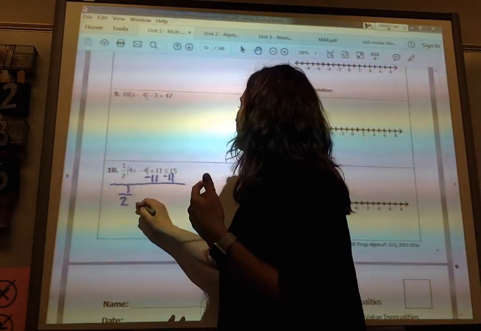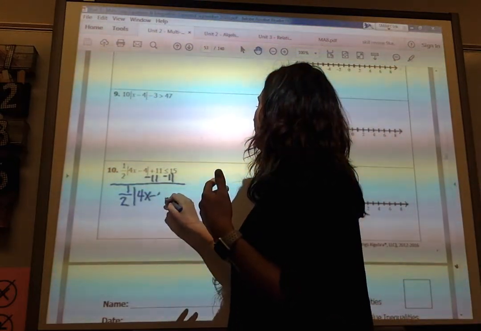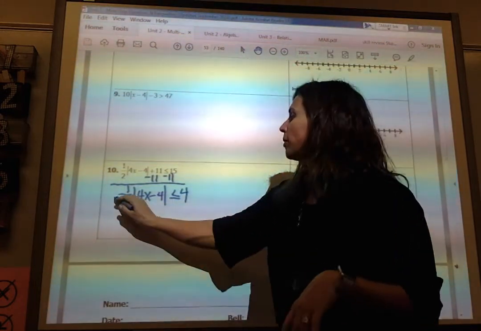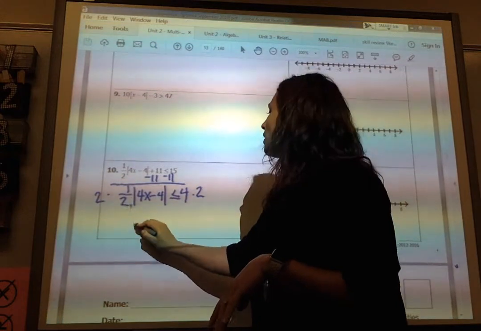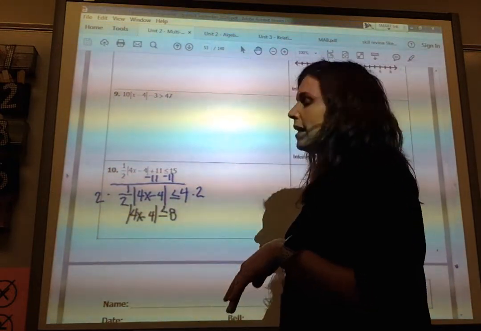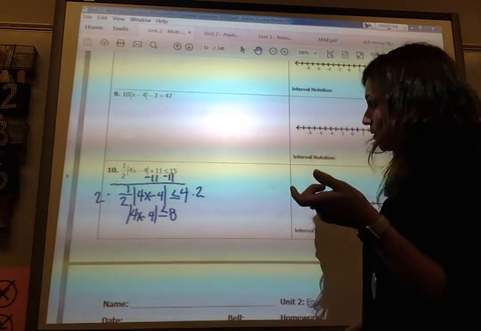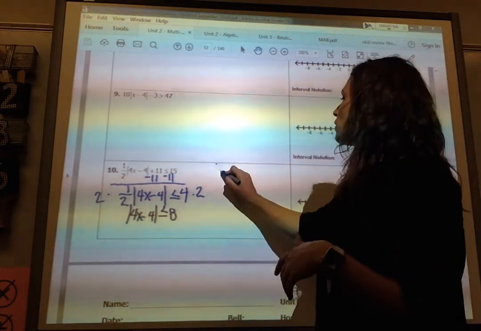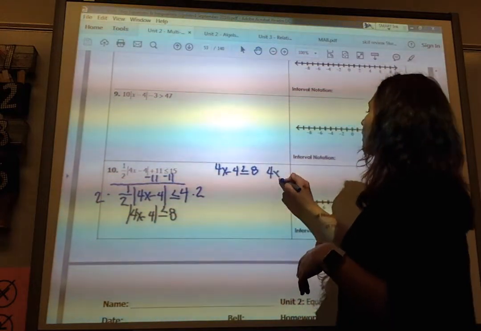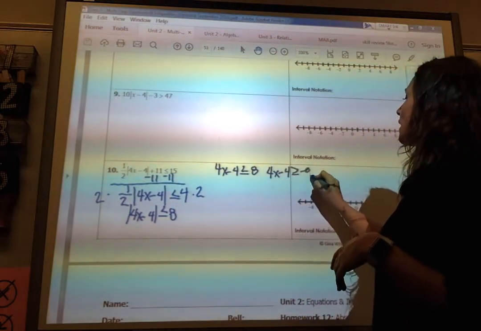So now I have 1/2 absolute value less than or equal to 4. And now I'm going to multiply both sides by 2. So I get absolute value of 4x minus 4 is less than or equal to 8. Now that my absolute value is isolated, I can branch into 2. 4x minus 4 is less than or equal to 8. And 4x minus 4 is greater than or equal to -8.